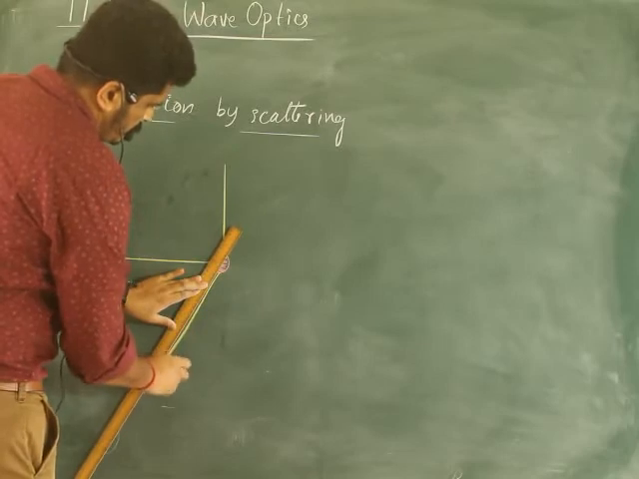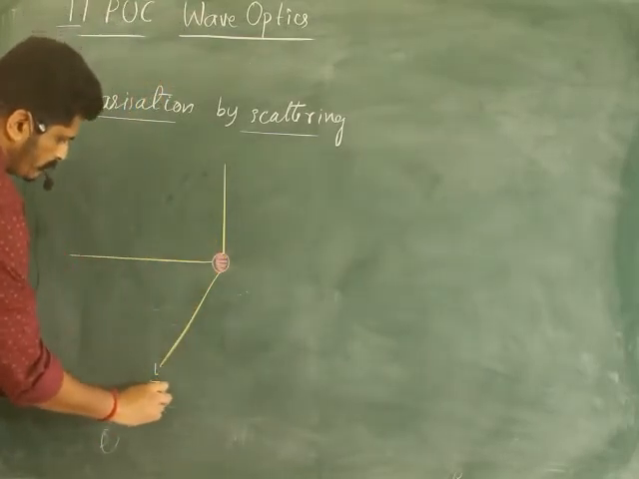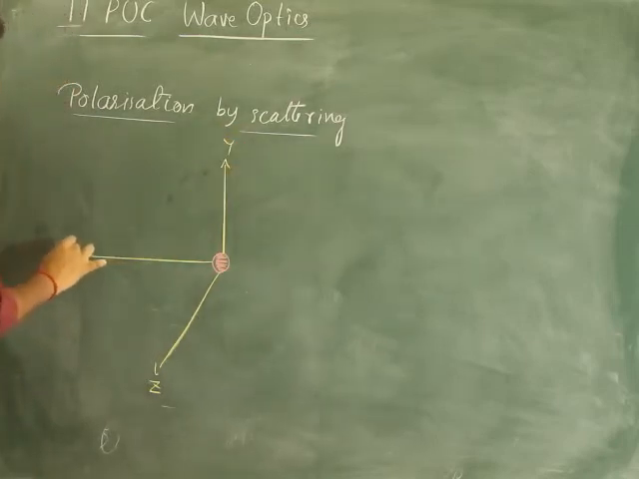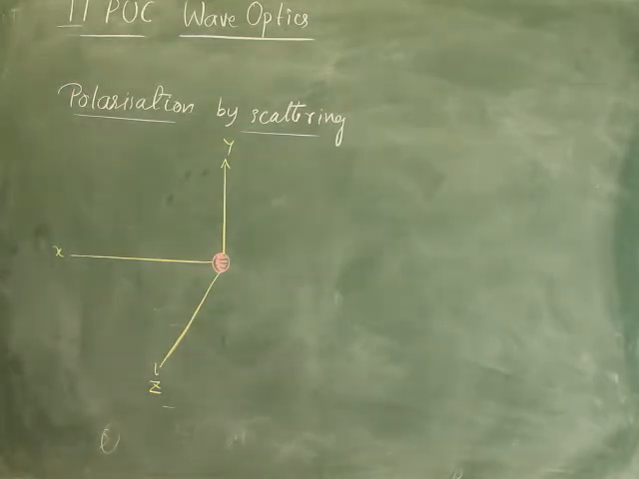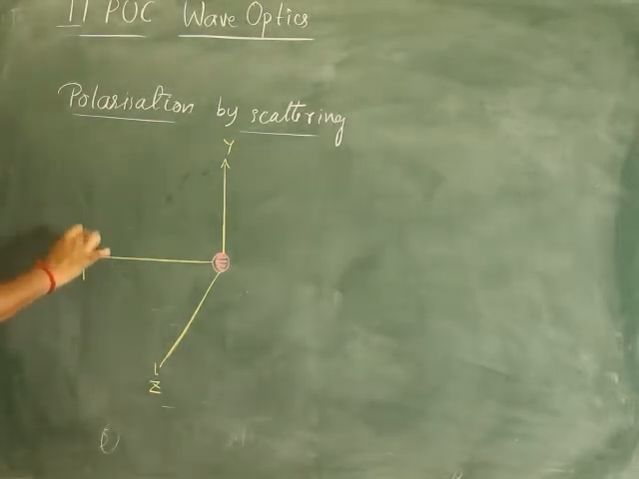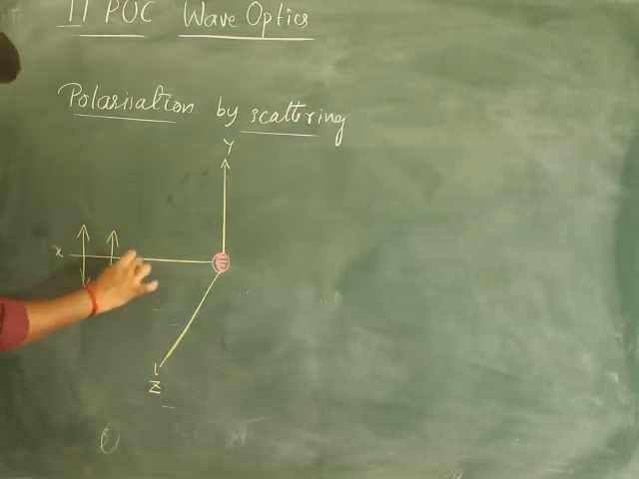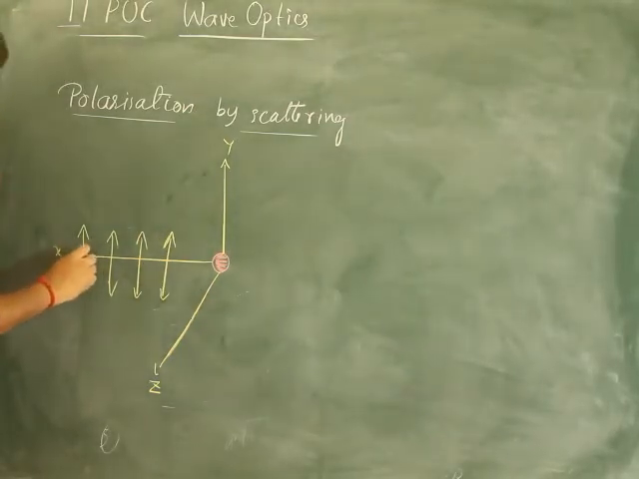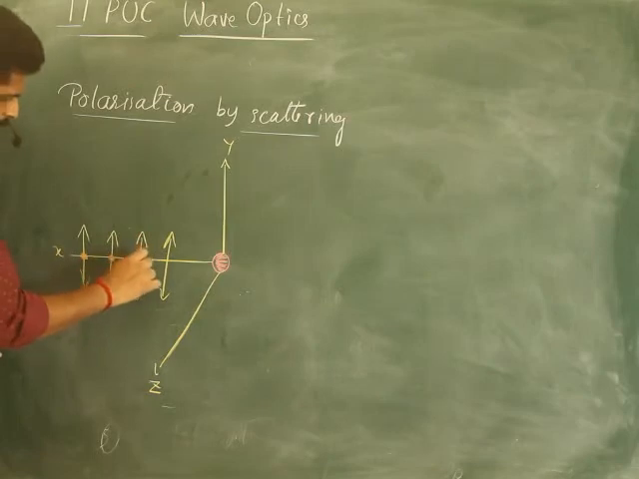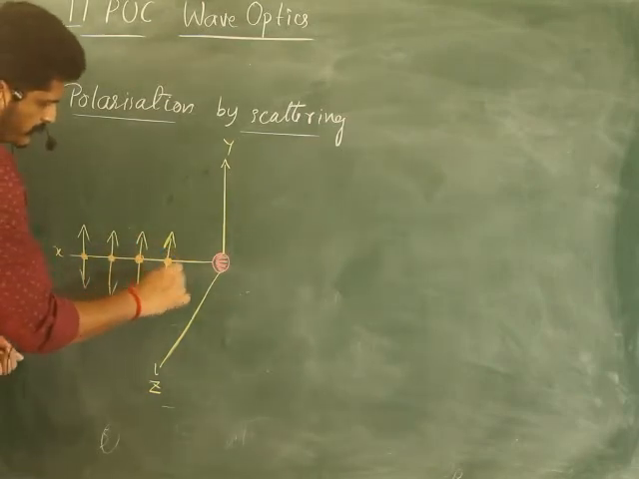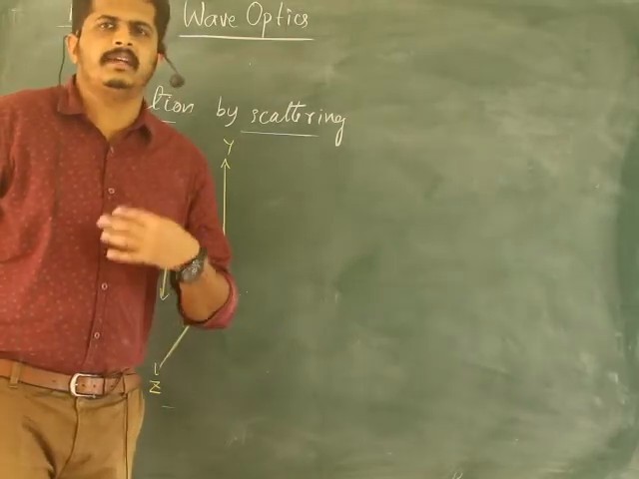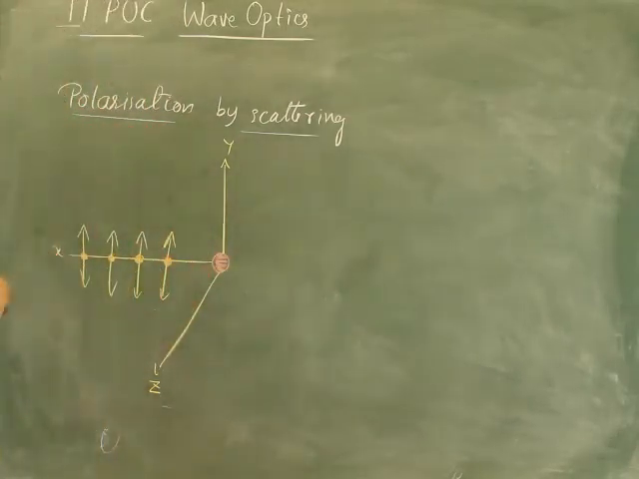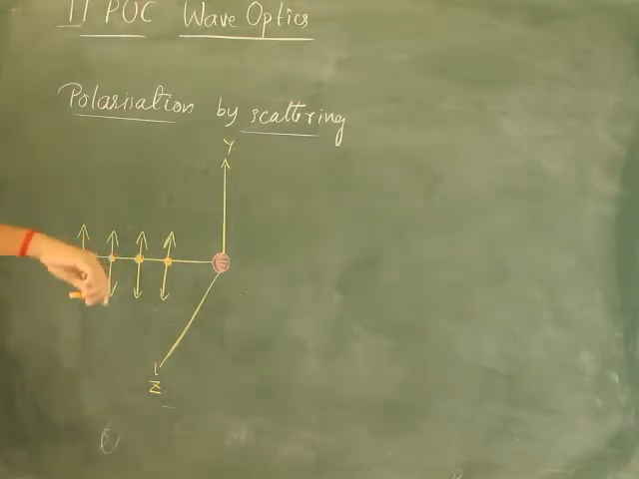Z axis, Y, X axis, like this. Now what happens in scattering is, unpolarized light will be incident on a molecule, like this. Unpolarized light, in all directions it will be having. Scattering means, of course, you know what happens in scattering. Deviation of direction of light takes place. Which color scatters more in the sky during daytime? Blue color, correct. That means the one which has the least wavelength.